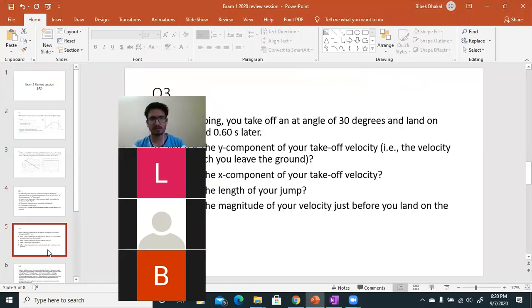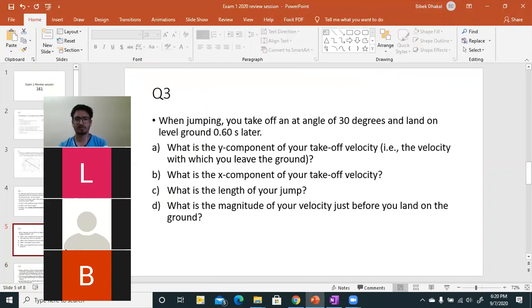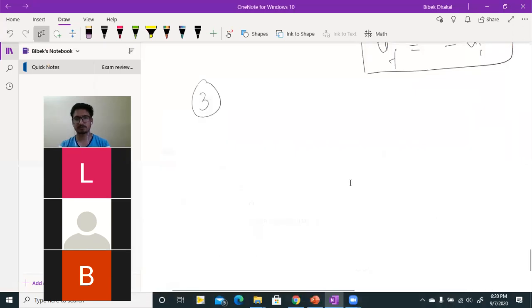So this is number 3. When jumping, you take off at an angle, sorry, there was a typo, an angle of 30 degrees. So there is a projectile that's launched at an angle of 30 degrees, and that lands back 0.6 seconds later. So you are given the total time of the flight. So let's solve this one.